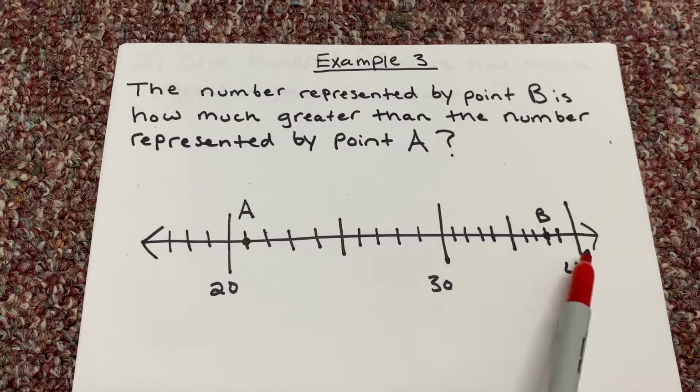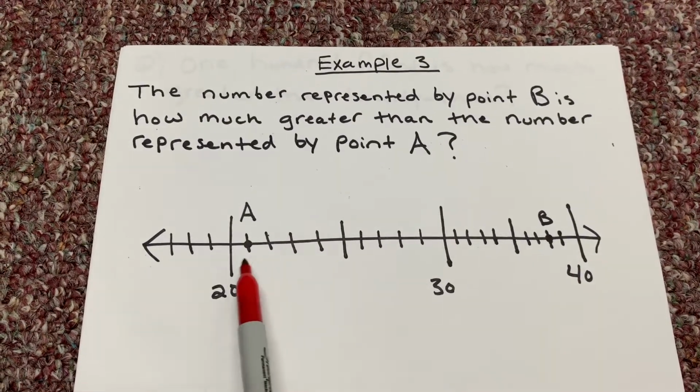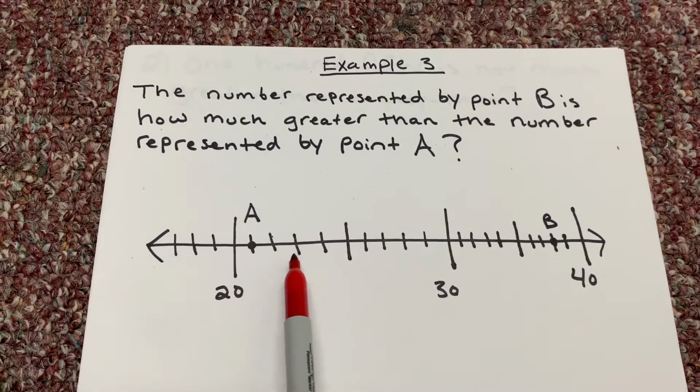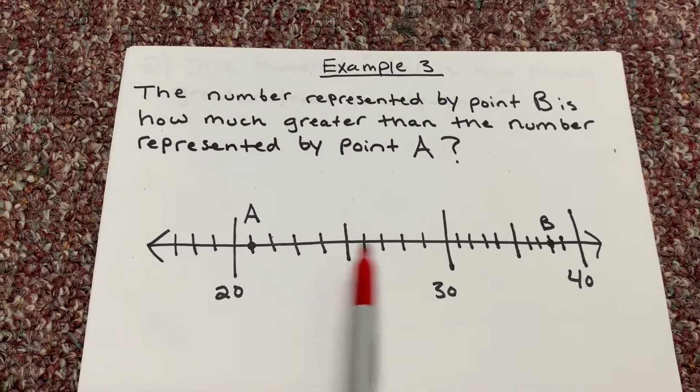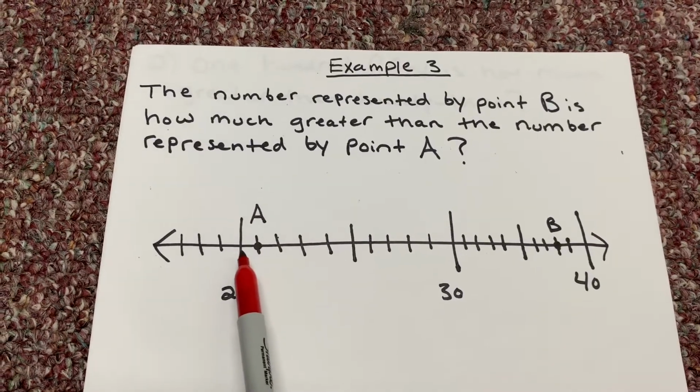I first want to figure out what they're counting by. That's the first thing. So I see 1, 2, 3, 4. Then there's a little bit of a bigger tick mark than 1, 2, 3, 4. Well, it looks like they're counting from 5s to this one.